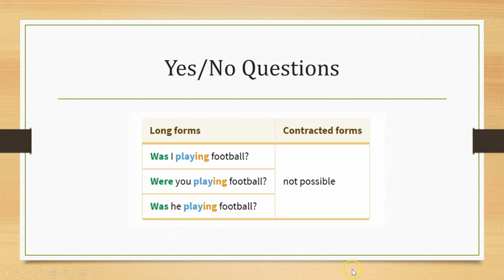Here is the formation for yes/no questions. Was or were comes first, then the subject, and then the ing verb. Let's read these examples. Was I playing football? Were you playing football? Was he playing football?